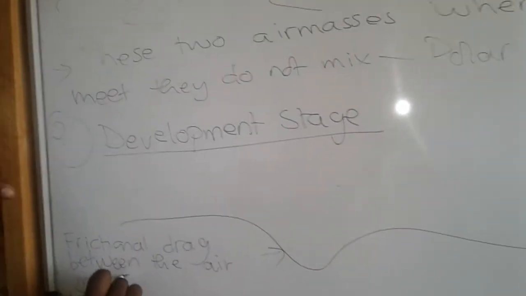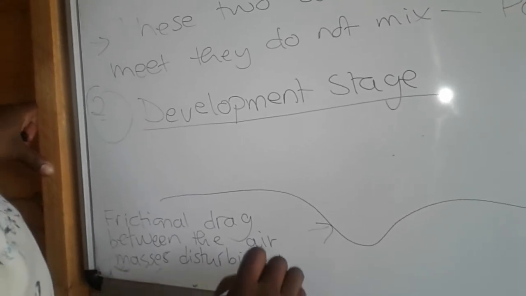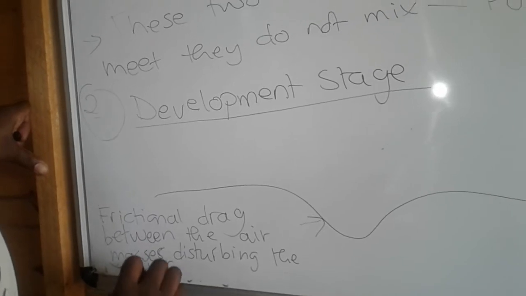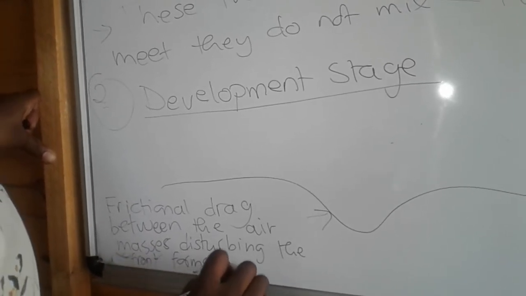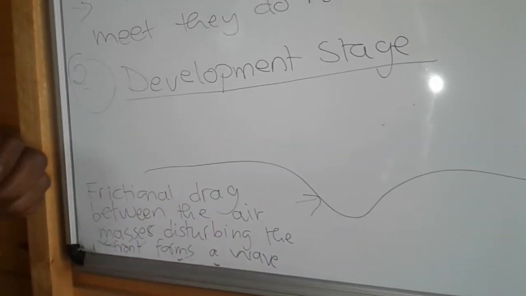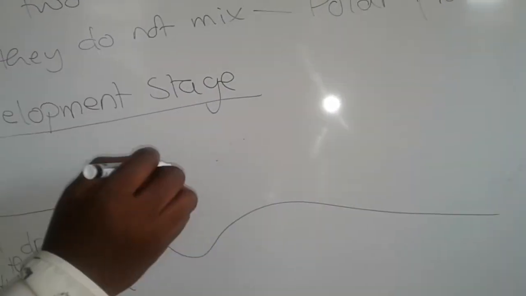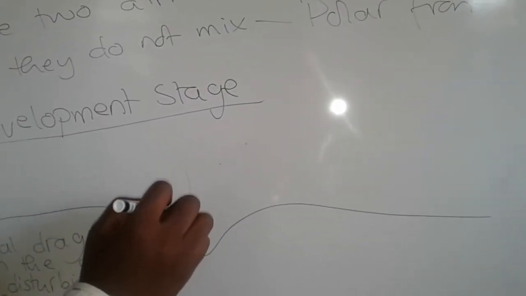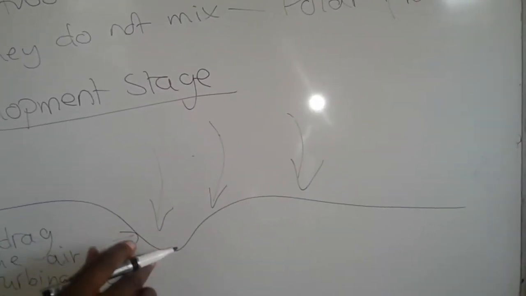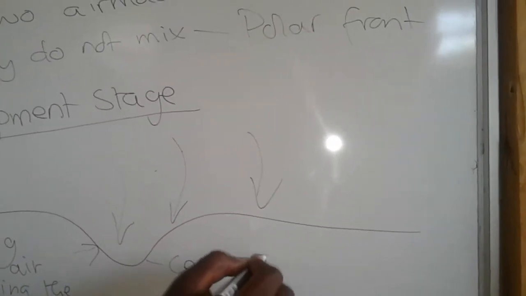Disturbing the front, and it forms a wave, as you can see in my diagram there. And now here at the center, where we have the frictional drag, that's when we are going to have our center of low pressure.